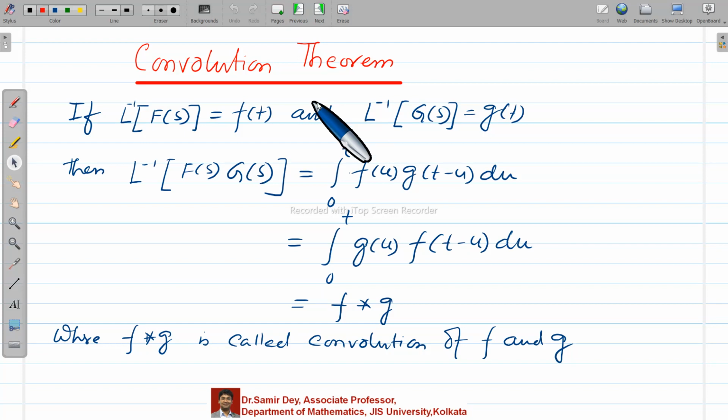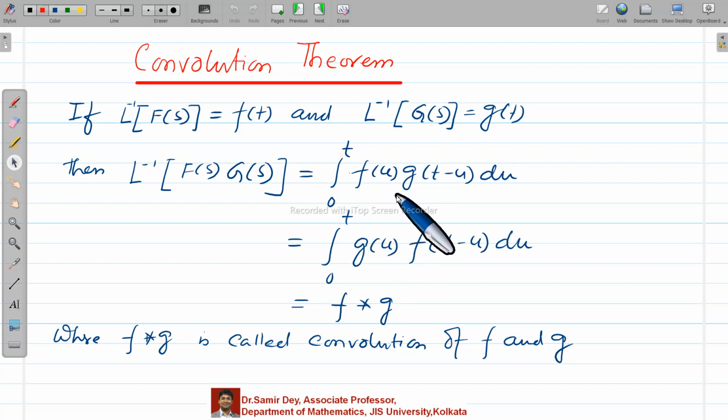So what is the statement of the convolution theorem? If L inverse Fs equals Ft and L inverse Gs equals Gt, then L inverse of Fs and Gs as a product equals the integral from 0 to t of F(u) g(t minus u) du, or the integral from 0 to t of g(u) f(t minus u) du, which equals f star g, where f star g is called the convolution of f and g. Okay, so here there are two formulas you have. Either you may consider f(u) or g(u), it is totally up to you according to the problem.